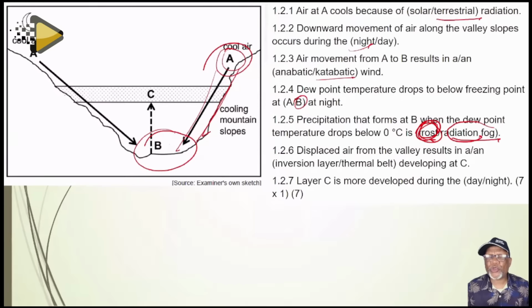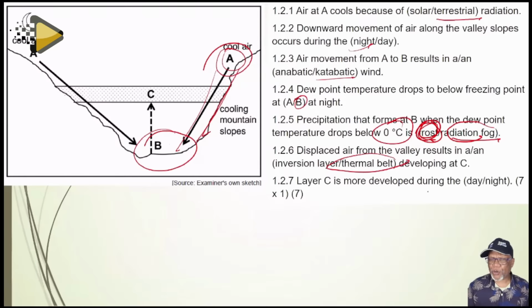Radiation fog is going to develop here when there is condensation, but it must not be below freezing point. Below freezing point is frost. Displaced air from the valley results in an inversion layer or thermal belt. This is going to result in a thermal belt.